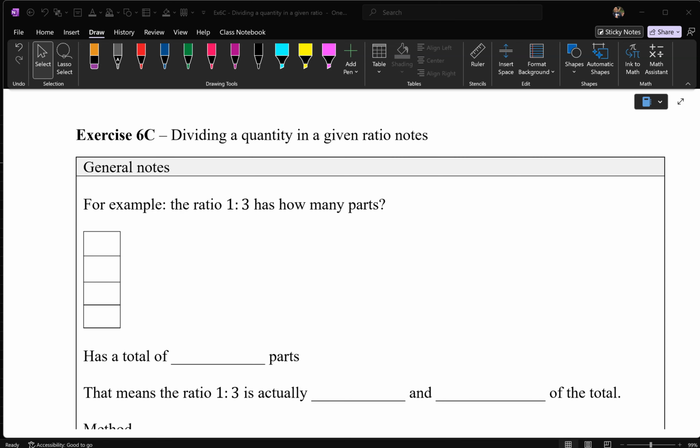Hey there, you rates. In this video here, we're going to go through exercise 6C, which is to do with dividing a quantity, so an amount, by a certain ratio. But let's start off by visualizing what a ratio is.